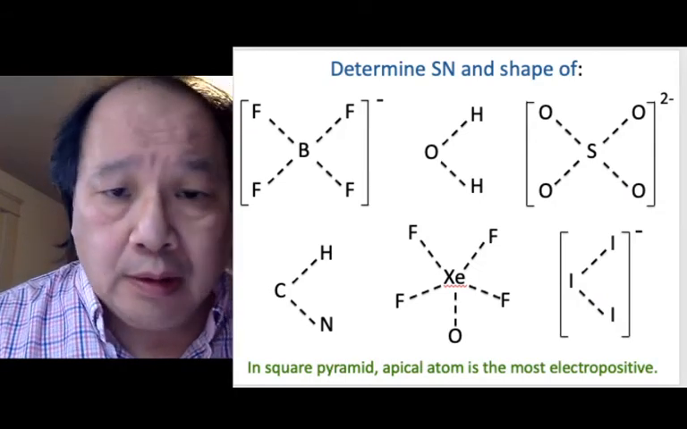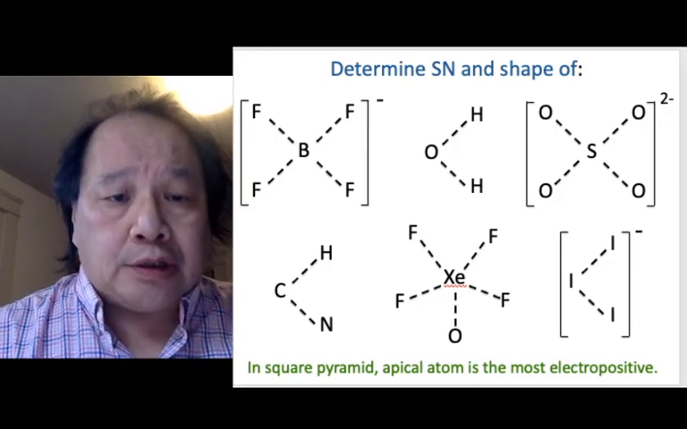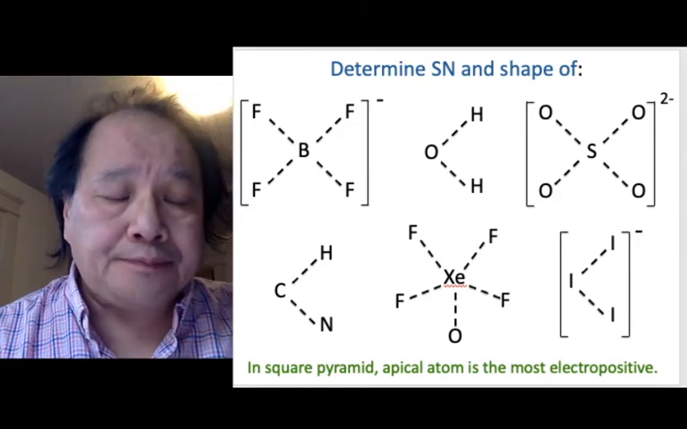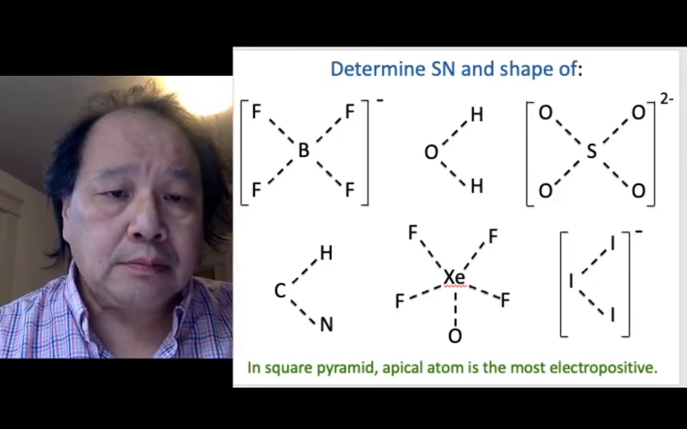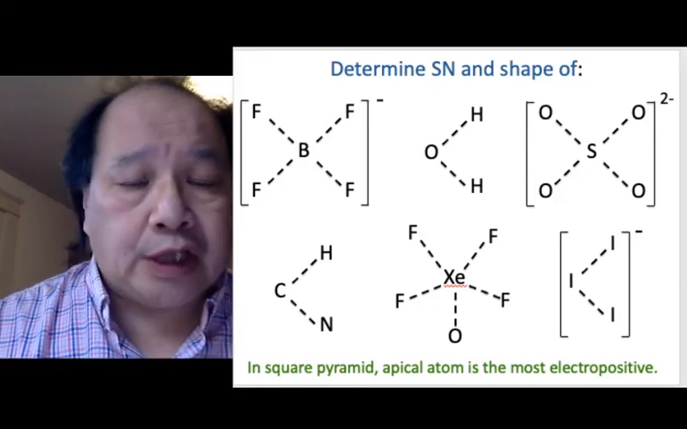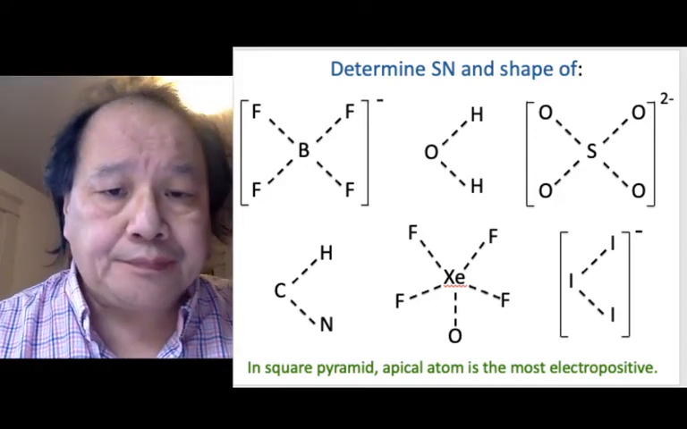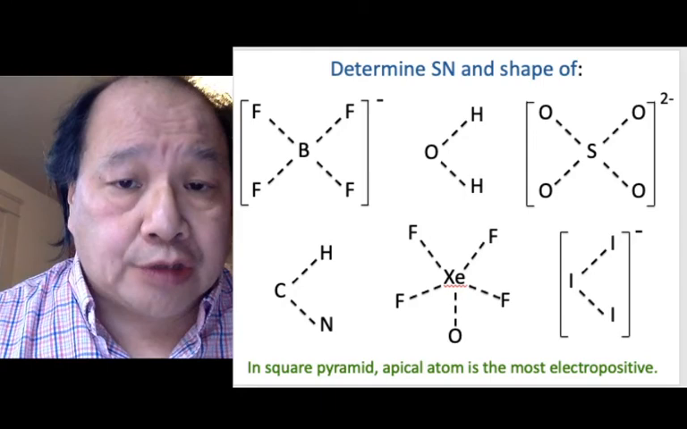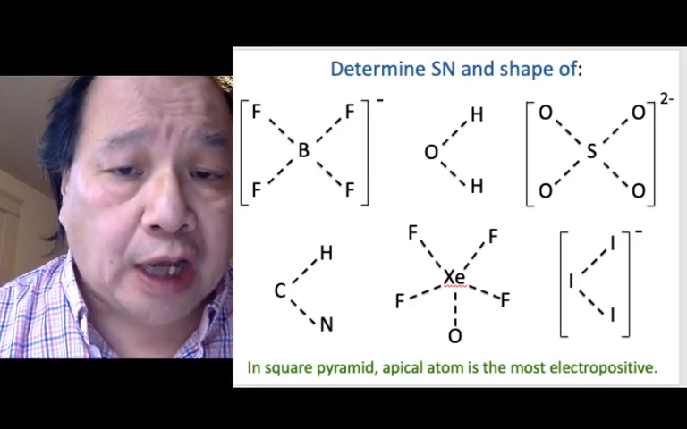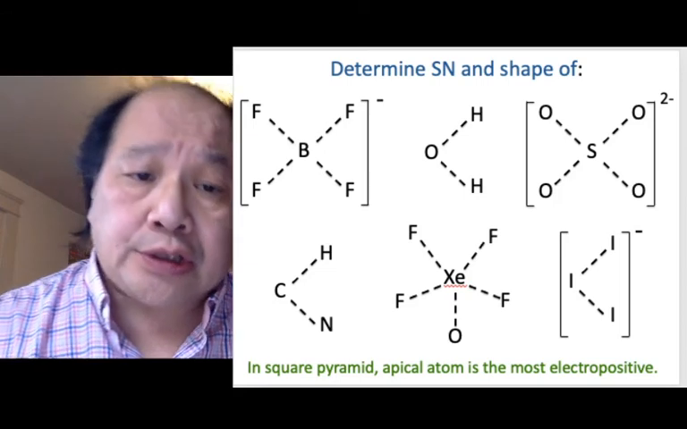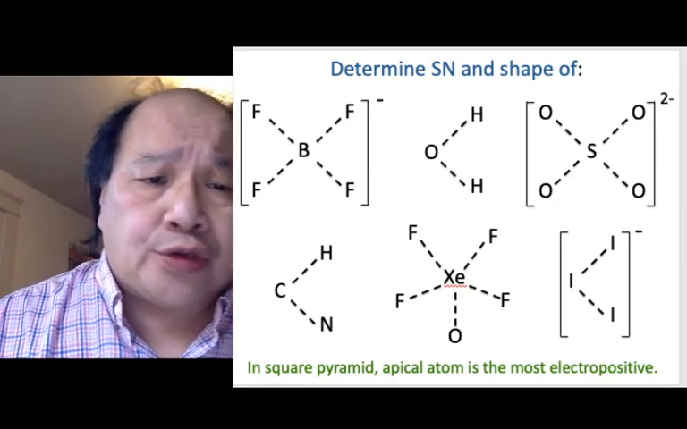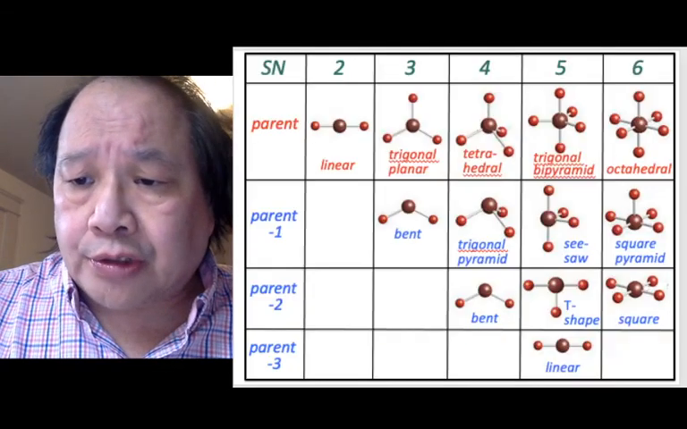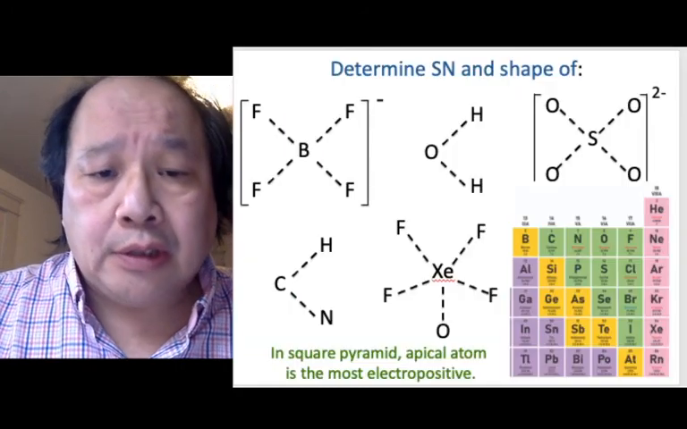So let's do this last example. I3 minus. Figure out, please, what its steric number is, and if you can remember what its shape is. Please put it in chat. So, iodine starts off with 7 electrons. Peripheral atom iodine gives 1, that's 9. There's a minus charge, 10. So this is steric number 5. Steric number 5 with only 2 things attached to the central atom. That's parent minus 3. And if we look at that structure, it's linear. I3 minus is linear.